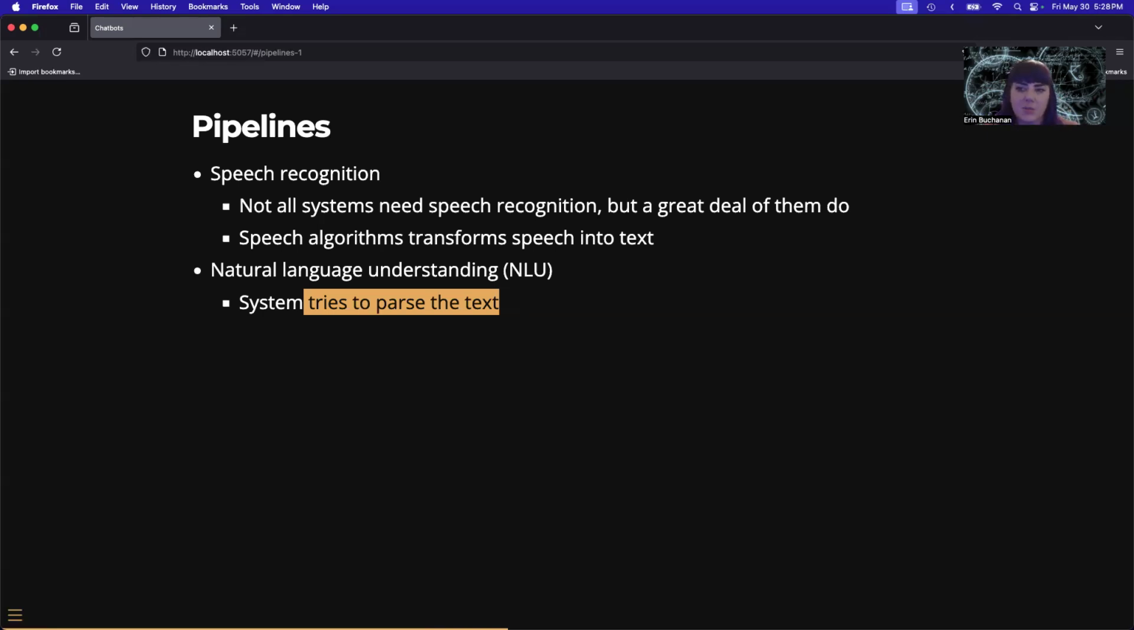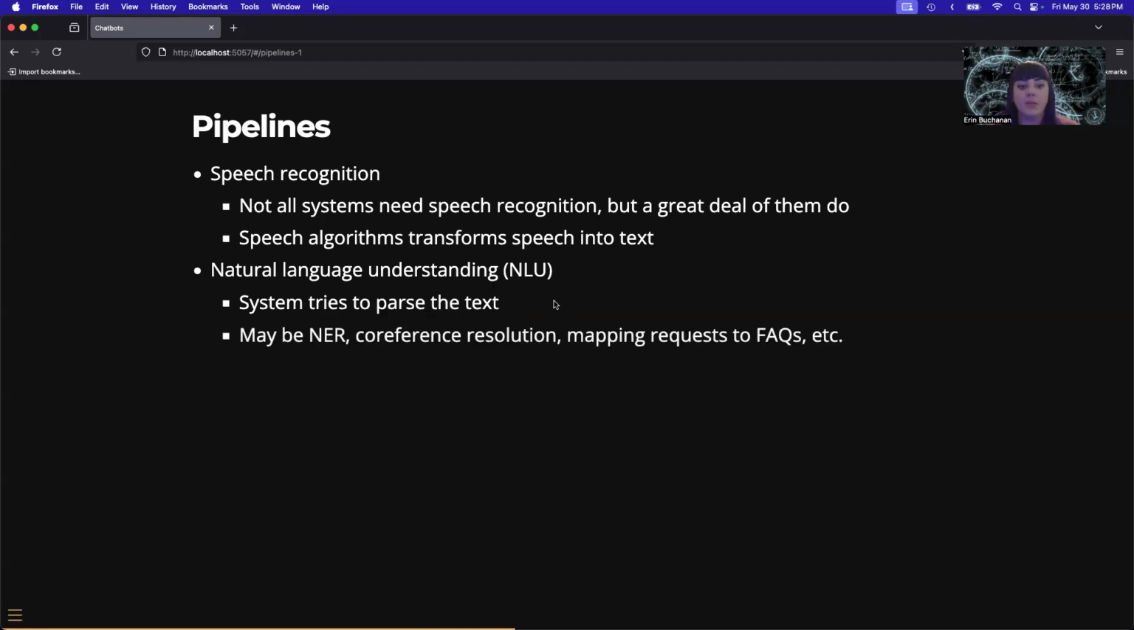But then there's also constituency parsing, which literally is like this is the noun phrase, this is the verb phrase, this is what they want, for example. So you might use named entity recognition, co-reference resolution, like understanding the relationship between the last answer and this one, and then mapping request to the frequently asked questions, etc.